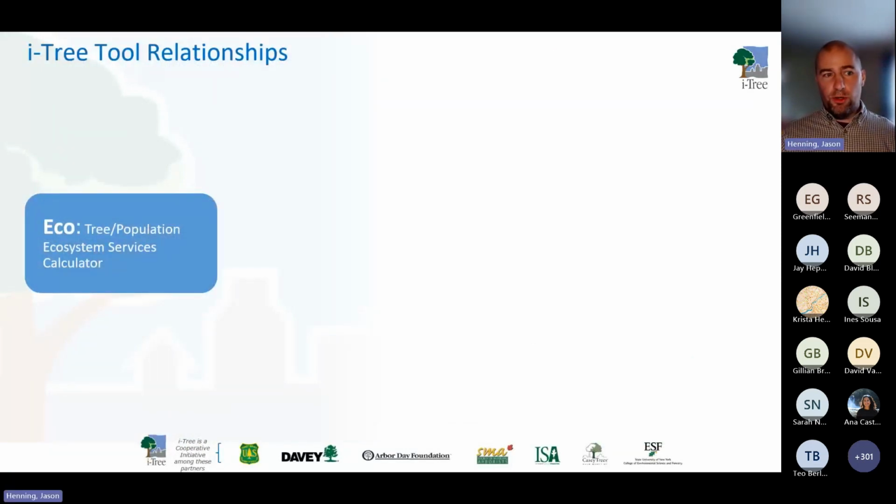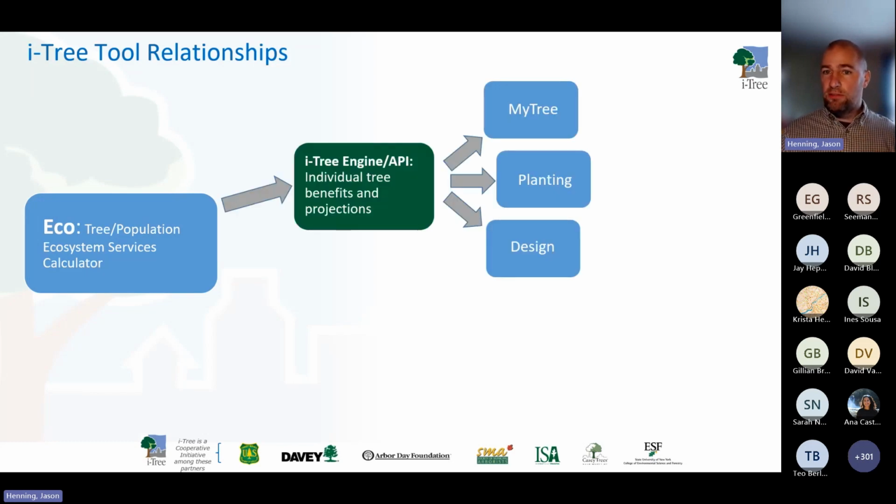So again, just to show you how these tools relate, iTree Eco is really our driving tool. It's where all our science goes first and informs all the other tools. So we've got those individual tree-based tools that we talked about, MyTree, planting and design. All those are built on what we call the iTree engine. So essentially, we simplify iTree Eco down so that we can really quickly estimate tree benefits for maybe an individual tree or a few trees. And we can do all that in a web browser, whereas iTree Eco actually has to be installed software on a Windows computer. So again, iTree Eco is driving all of those estimates. So it's important to keep that in mind.